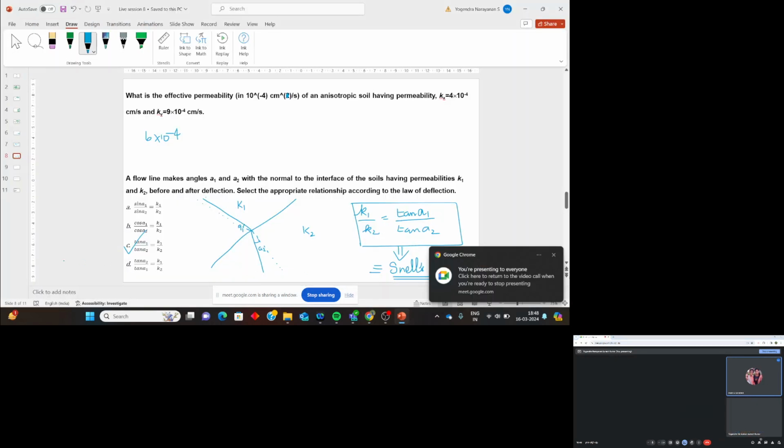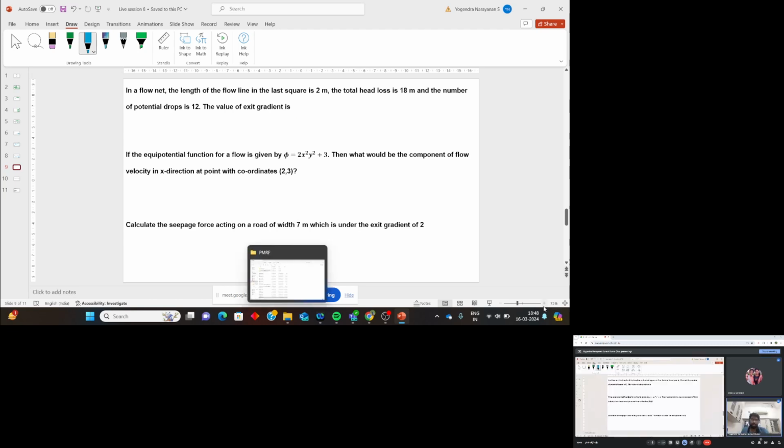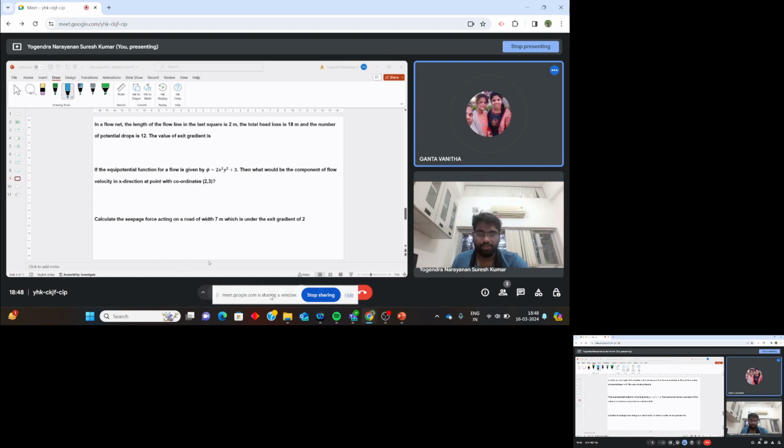Okay, let us move to the next question. In a flow net, the length of the flow line in the last square is 2 meters, the total head loss is 18 meters, and the number of potential drops is 12. Find the value of the exit gradient. You just try to solve. I will be back in a minute.